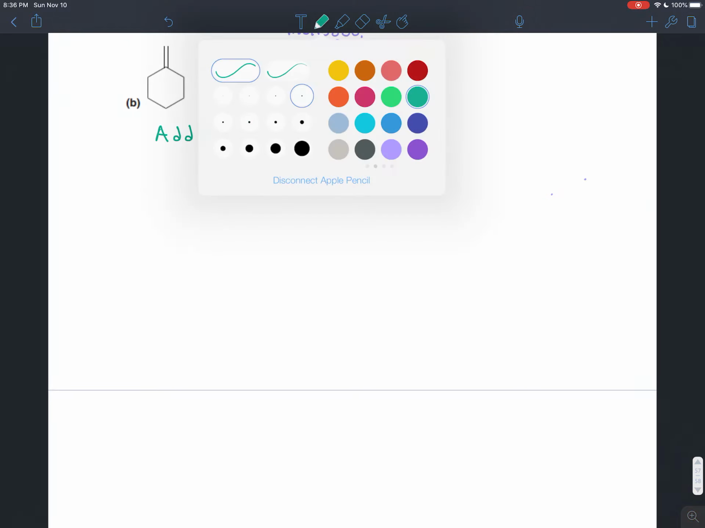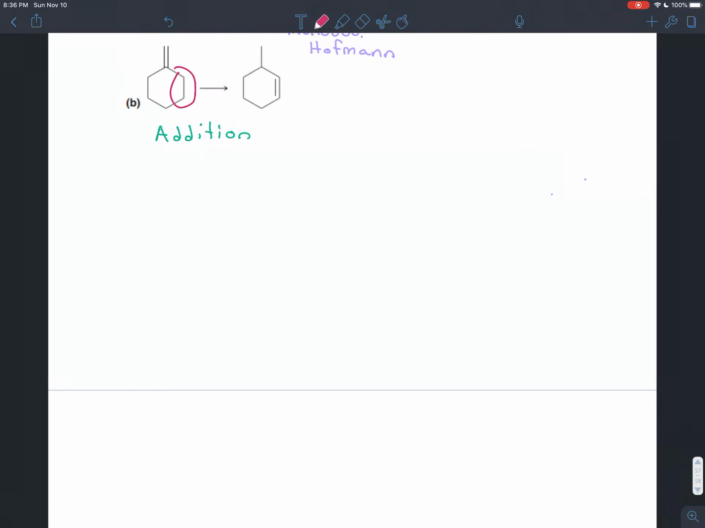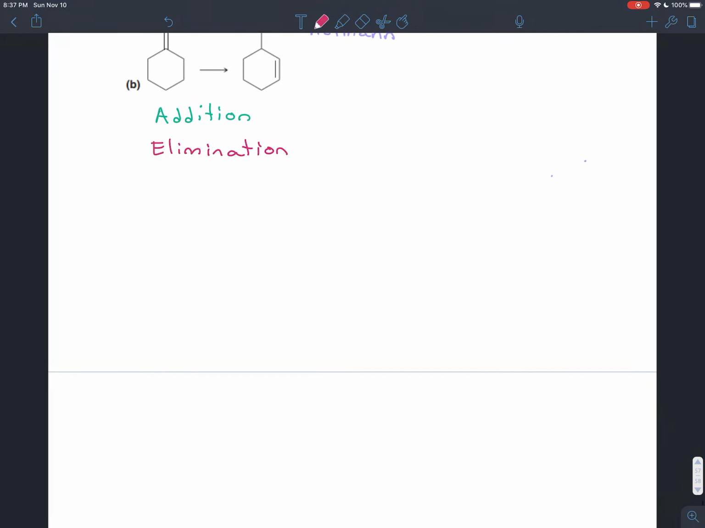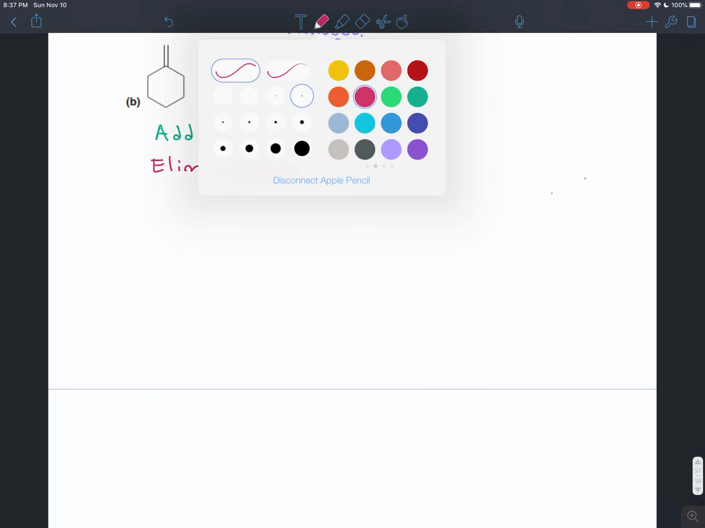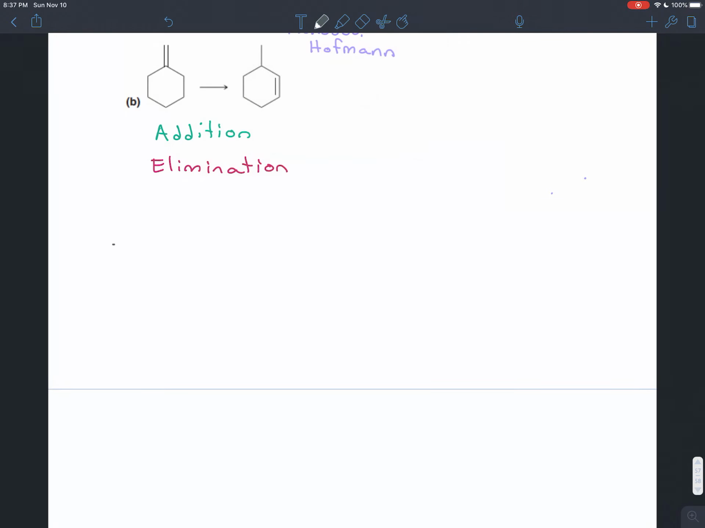The other thing you'll notice is there's a place where we don't have a pi bond and one forms. How do you make pi bonds? Elimination. So you do addition reactions to get rid of pi bonds and elimination reactions to form pi bonds. So whatever else we have to do, we know that we at least have to do those two things. Okay, well, we're going to do a similar thing.